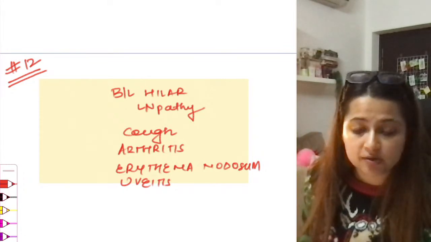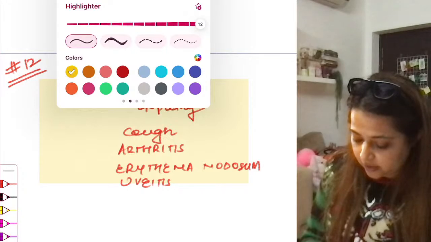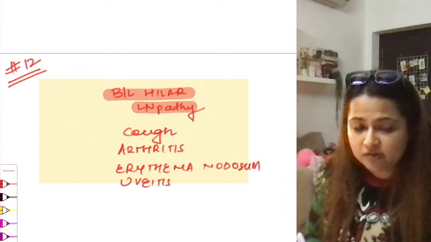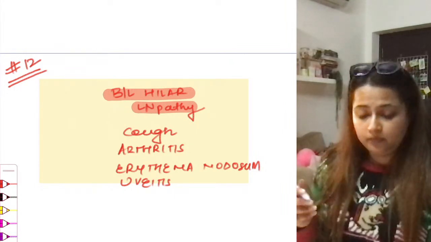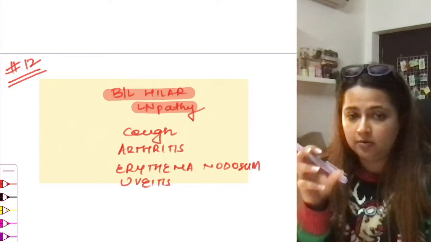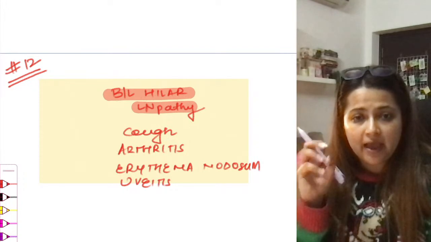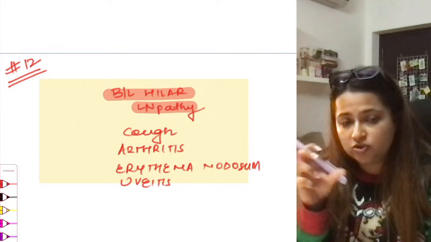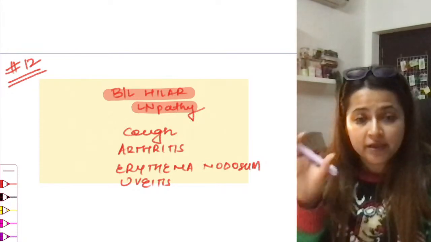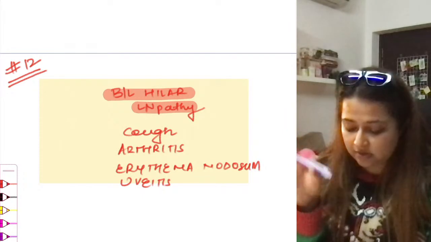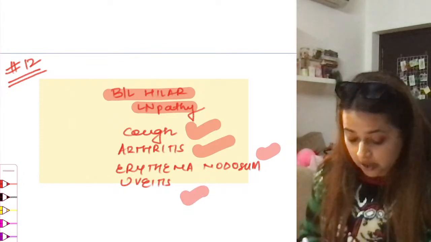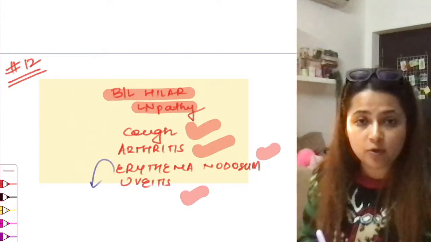Okay, that is sarcoidosis. So guys, one thing is very clear that whenever you see bilateral hilar lymphadenopathy, you should always think about sarcoidosis. When you look at the chest X-ray, we have hilar present on both the sides, right and left. And if the hilar lymph nodes are enlarged on both the sides, that would be apparent on the chest X-ray. You will first of all think about sarcoidosis, and the patient is having cough, arthritis, erythema nodosum, and uveitis. How can they explain erythema nodosum?